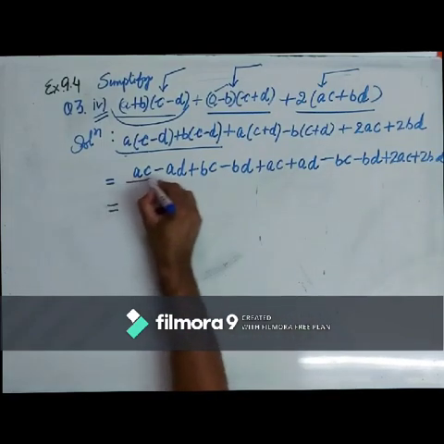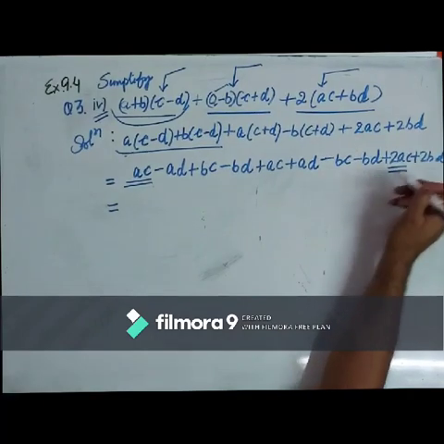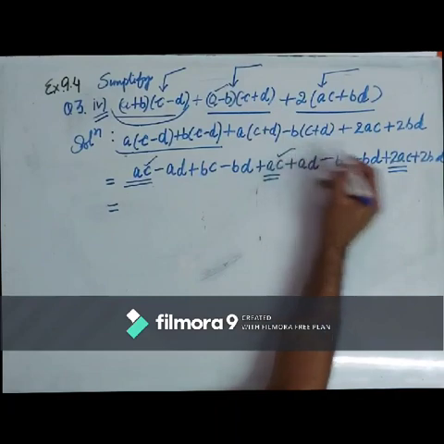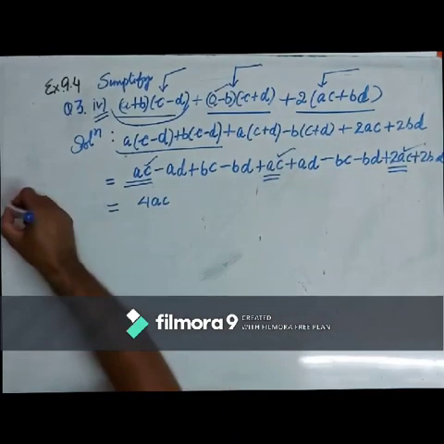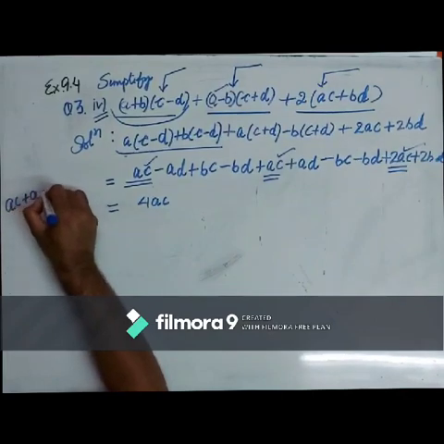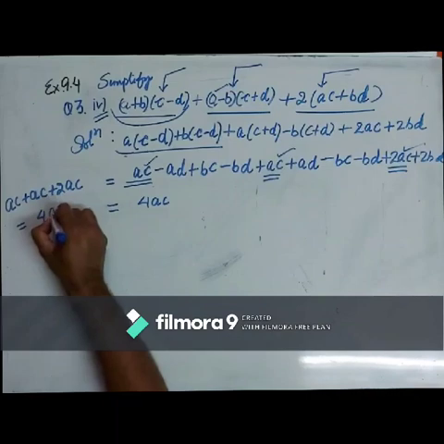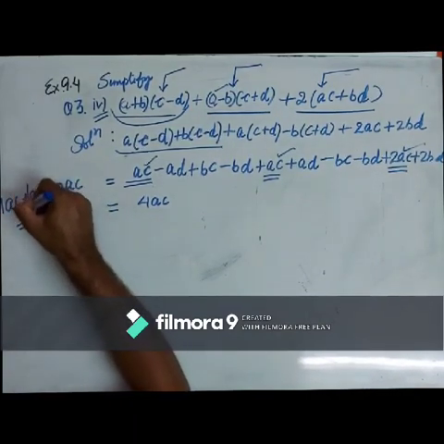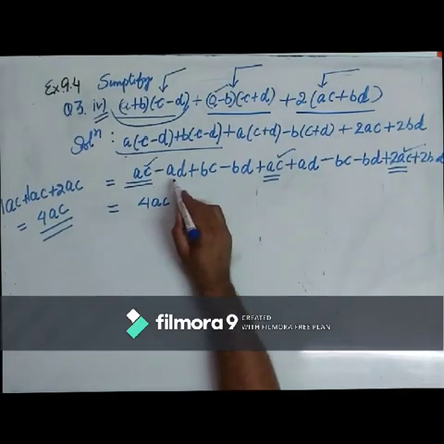The next line is find out AC, another AC. Here we have 2AC and another AC we have. So AC plus 2AC is basically 4AC. Note it down, AC plus 2AC. We will be having 4AC, that's all. This is 1AC, this is 1AC, and this is 2AC. So 4AC.